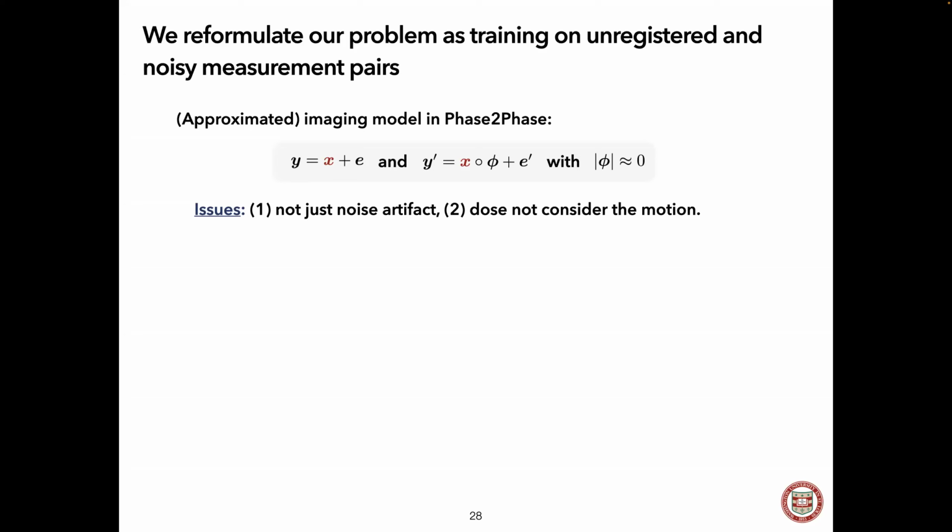As we know, any approximation usually leads to suboptimal results. So there are two things we are considering here. In this approximate imaging involving face-to-face, there are two issues. First, we notice that the artifact is not just noise. It also has a streaking artifact coming from undersampling. And second, even though the motion is small, we shouldn't just ignore it.